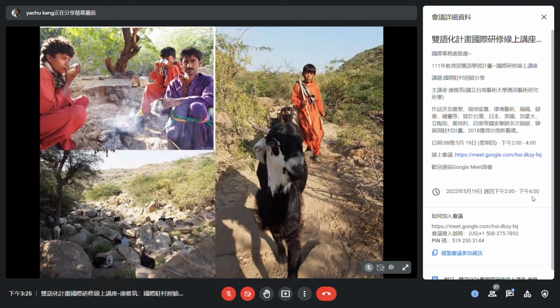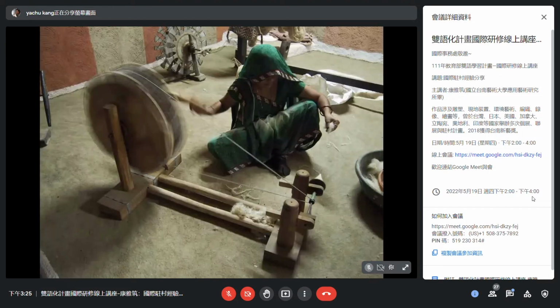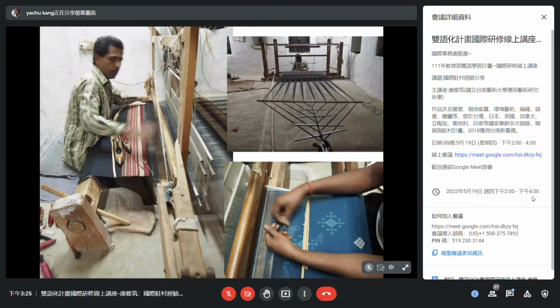And of course, we got a chance to meet these villagers, local people. They had all these goats, and they use the goat wool to spin into yarn and weave textiles. So we got to visit the weaving village and see how they create the craft.